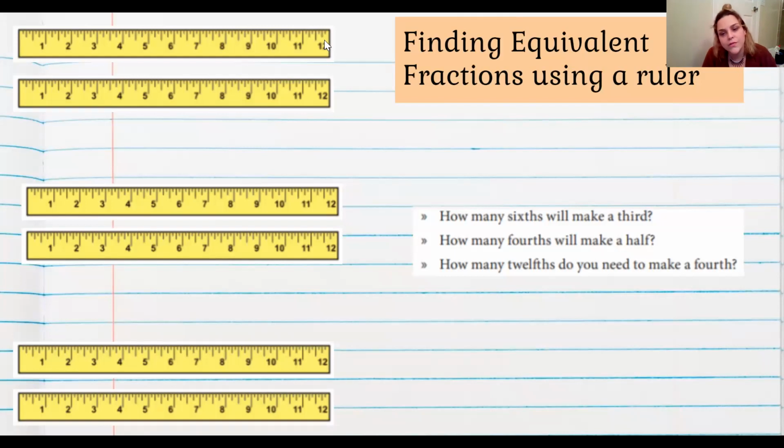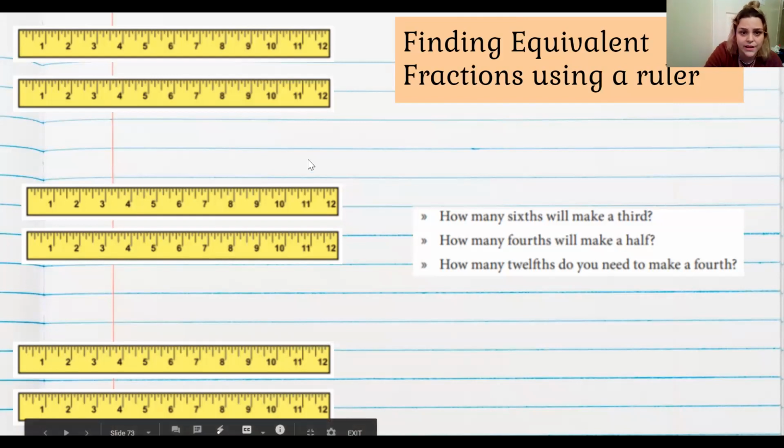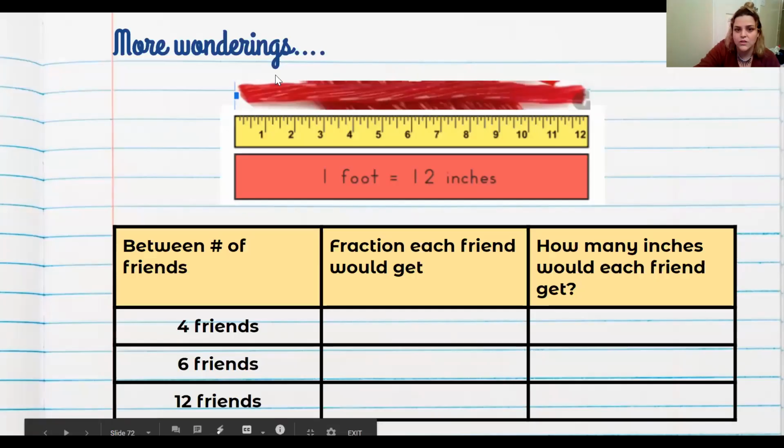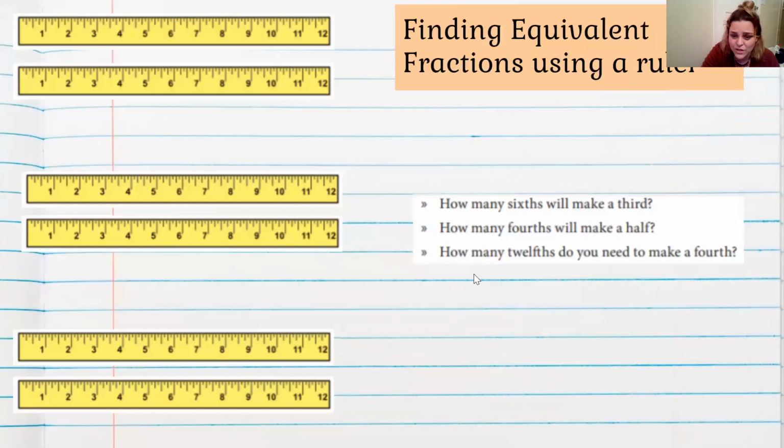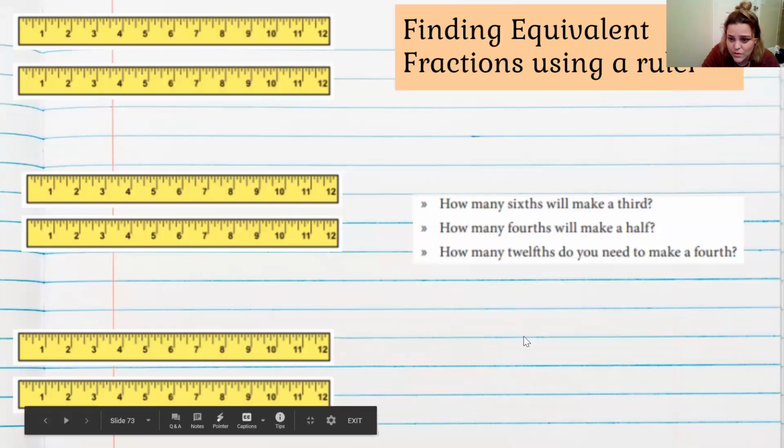So we're going to find equivalent fractions using a ruler. For the first question we have, how many sixths will make a third? So first of all, let's go to the first ruler and we're going to divide it into 6 parts. I already know 12 divided by 6 is 2 because we did that earlier. So let me use another color. Let me do dark green this time.